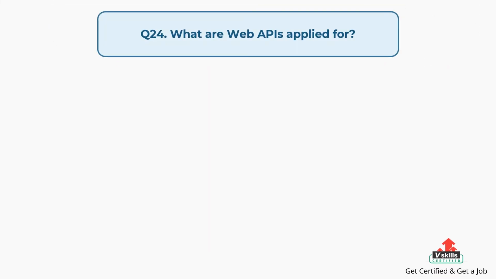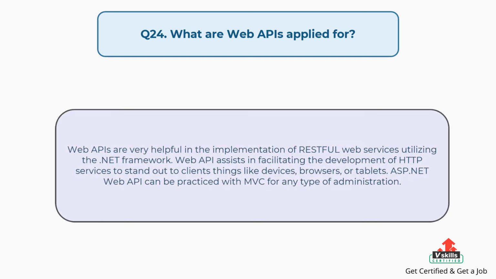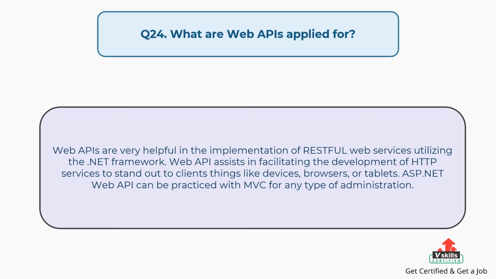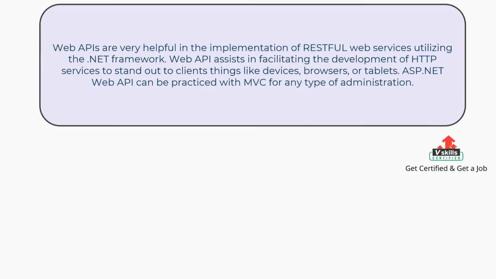Question number 24. What are web APIs applied for? The answer is: web APIs are very helpful in the implementation of RESTful web services utilizing the .NET framework. Web API assists in facilitating the development of HTTP services to reach clients, things like devices, browsers, or tablets. ASP.NET Web API can be used with MVC for any type of administration.